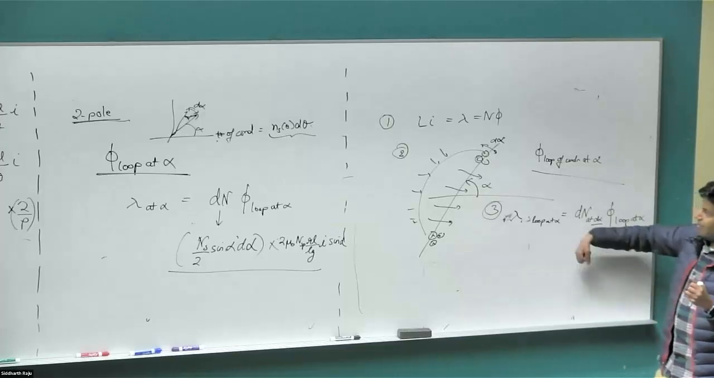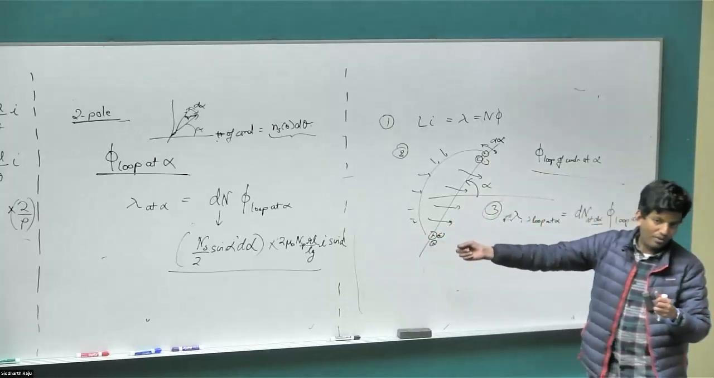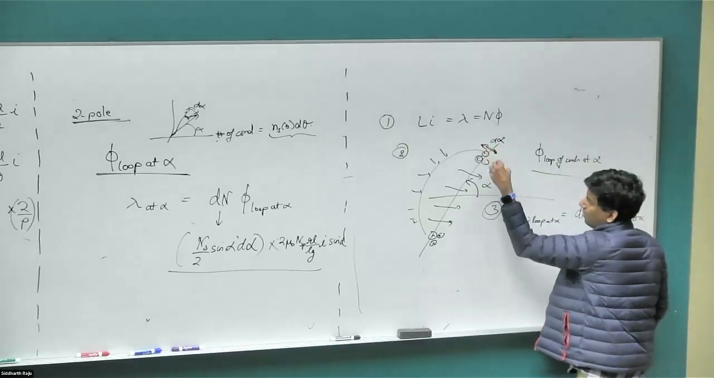But the number of conductors I have is given by my conductor density function, which is Ns divided by 2 times sine of alpha. Right? That is the density. If I want to figure out the number of conductors, I'm basically going to integrate it.